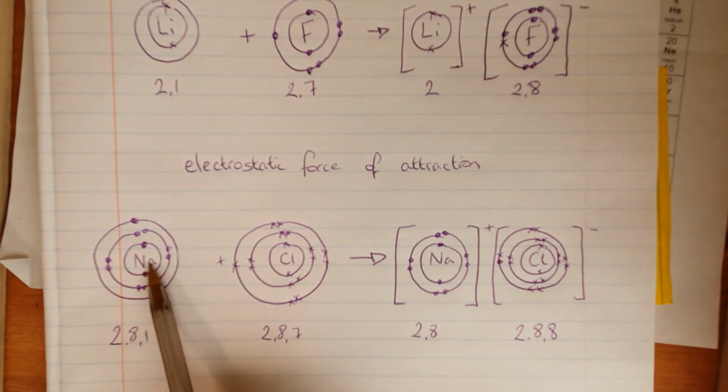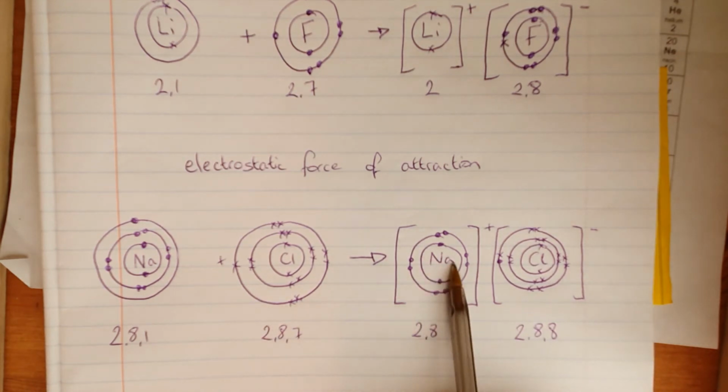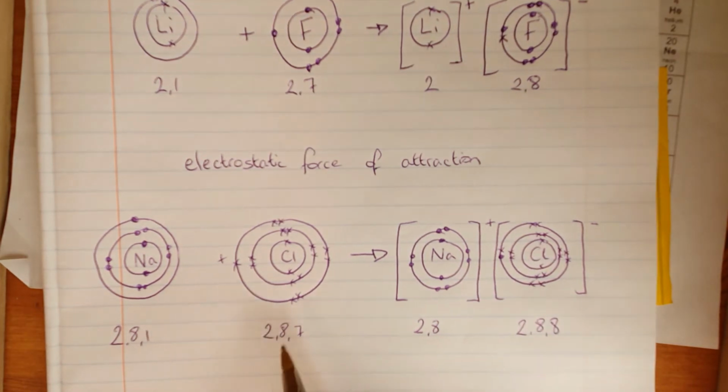Is this what you got? Sodium is 2, 8, 1, chlorine 2, 8, 7. The sodium ion 2, 8 and the chloride ion 2, 8, 8. Now you'll notice I said the name slightly differently.